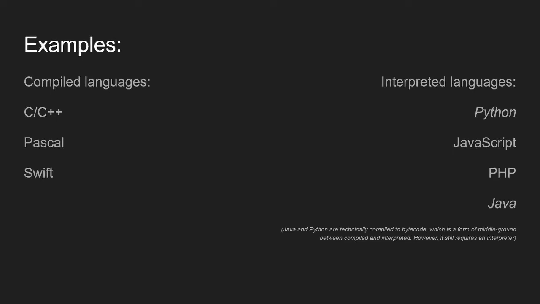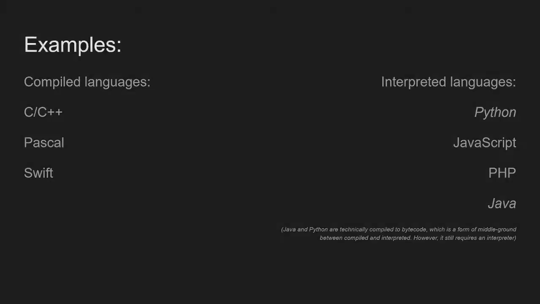So some examples of compiled languages are C and C++, also Pascal and Swift, neither of which I know anything about, but Wikipedia said they were compiled. And then there are interpreted languages like Python, JavaScript, PHP, Java. And small side note that Python and Java are sort of a middle ground. They're compiled to bytecode, which still needs to be interpreted, but it's sort of a middle ground. I'm not going to talk about it too much, though.